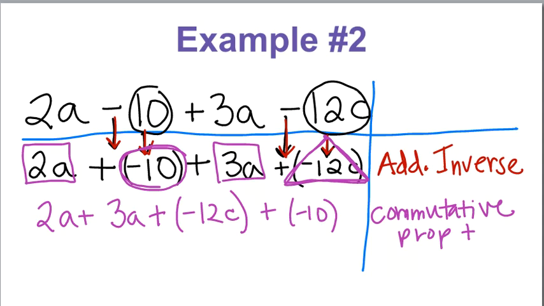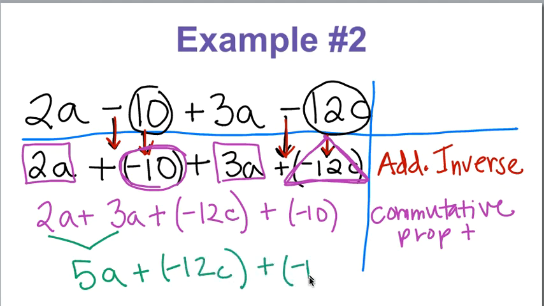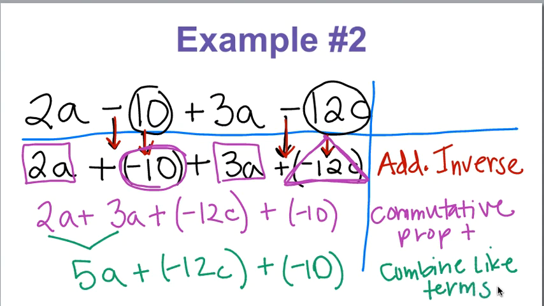So now finally, I have A's that I will combine. If I have 2 and 3 more, that gives me 5 A's. Plus negative 12C plus negative 10. That's combined like terms. Now there is one last little issue with my plus negative 12C and plus negative 10, but we'll come back to that. Right now, this answer is good.